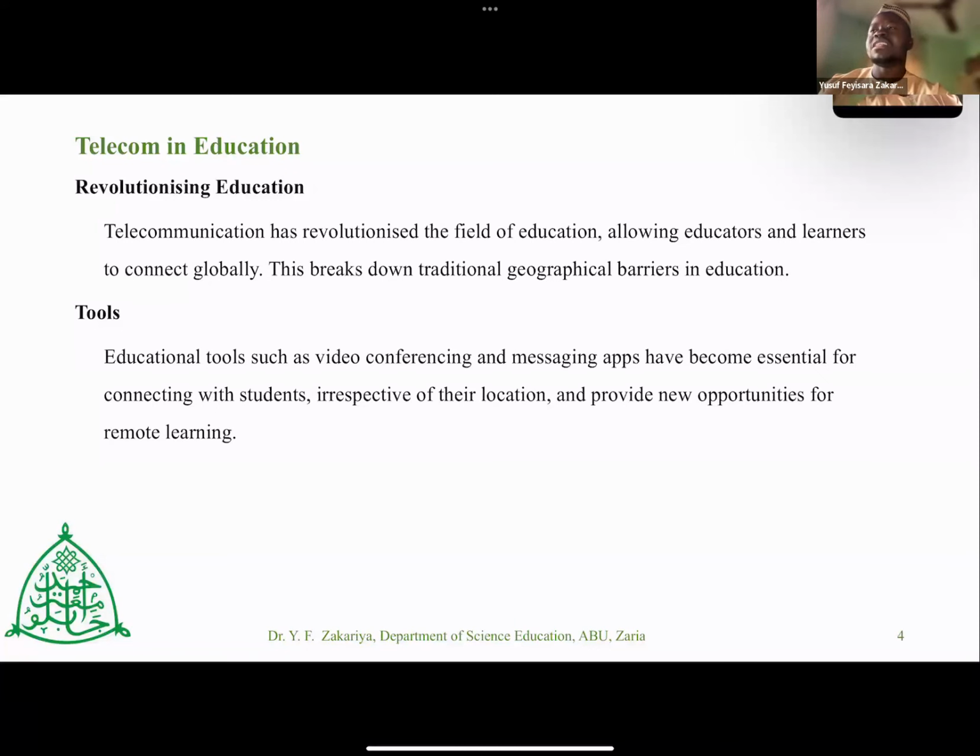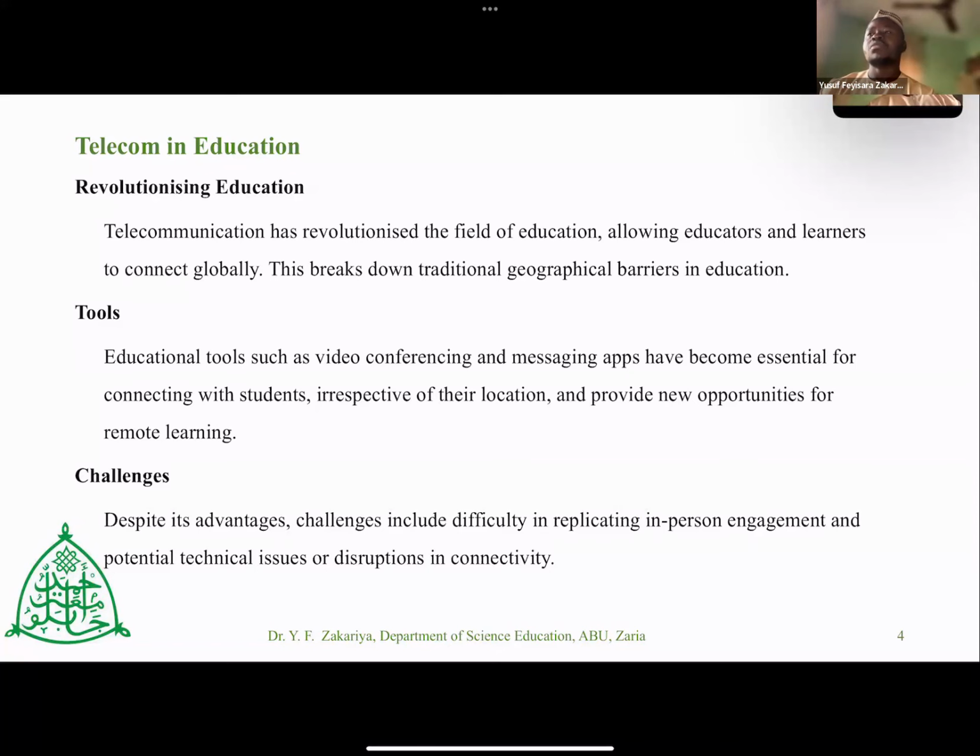The same thing with messaging apps. So on WhatsApp, you can communicate, you can share your lesson notes, you can share things related to education with yourself or with your lecturer. So educational tools such as video conferencing and messaging apps have become essential for connecting with students, irrespective of your location. And this provides new opportunities for remote learning.